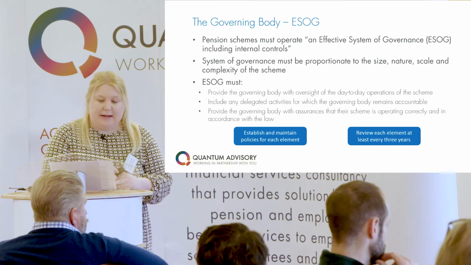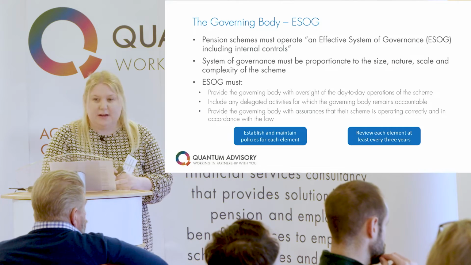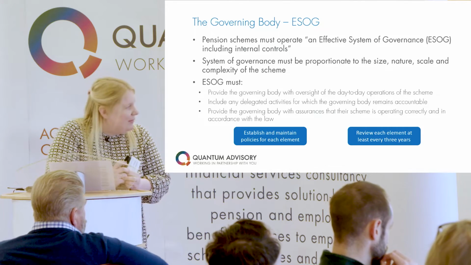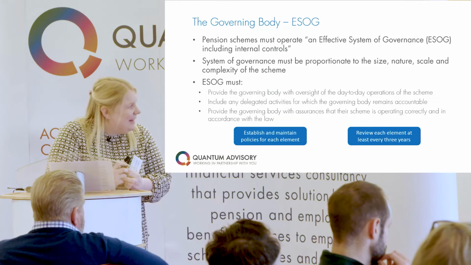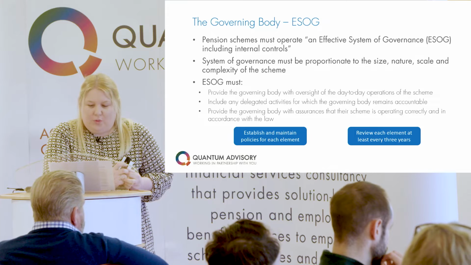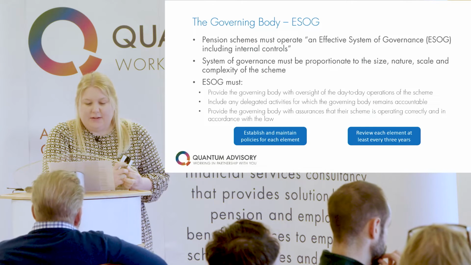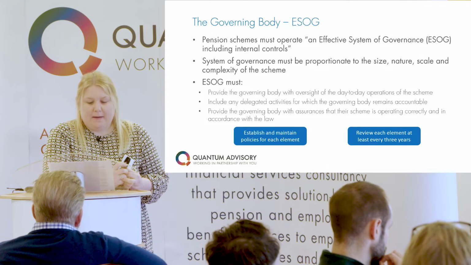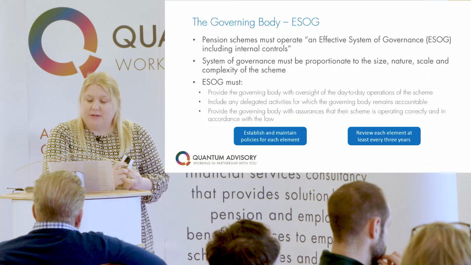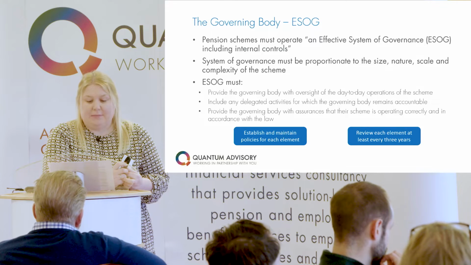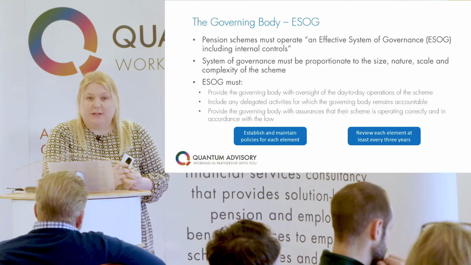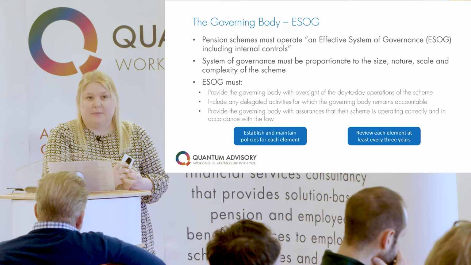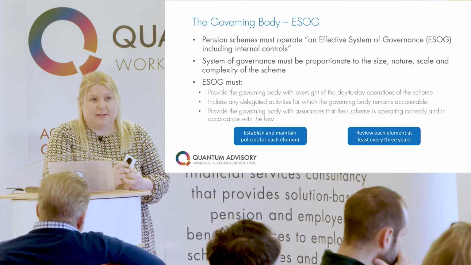So the next one then is the effective system of governance, and there's a theme throughout mine of the introduction of a load of new acronyms. And so this is number 1, ESOG, which is the effective system of governance, including internal controls. An ESOG is essentially a collection of processes and policies that a scheme should have in place in order to operate effectively and efficiently. The ESOG should be proportionate to the size, nature, scale, and complexity of the activities of the scheme.